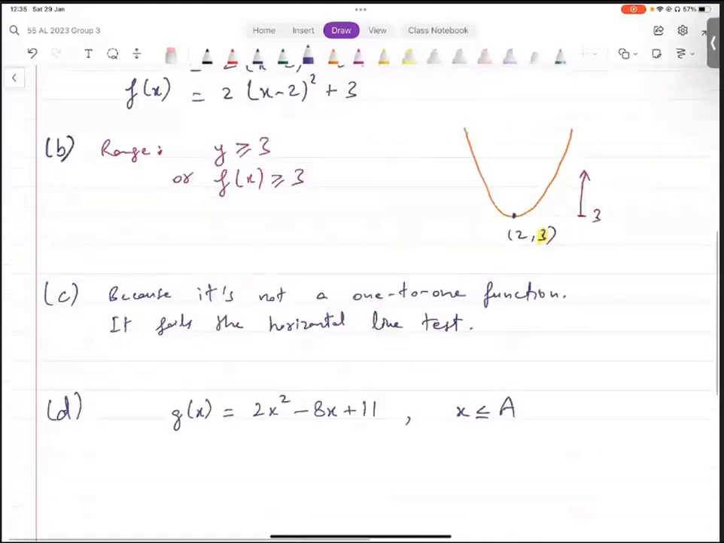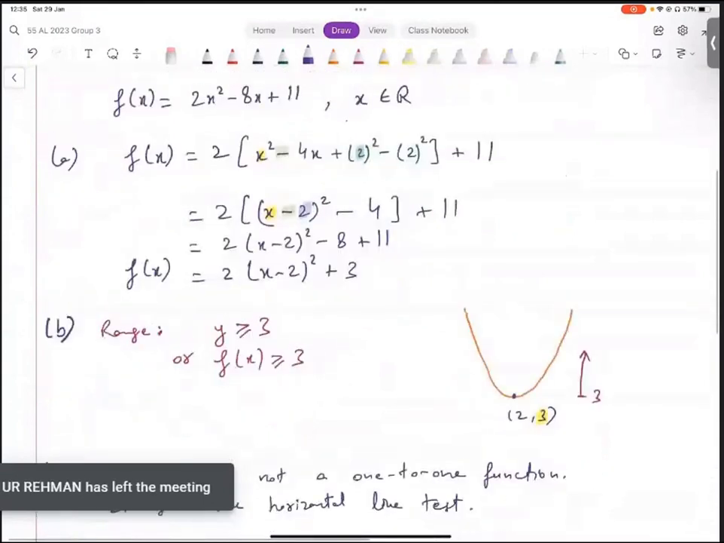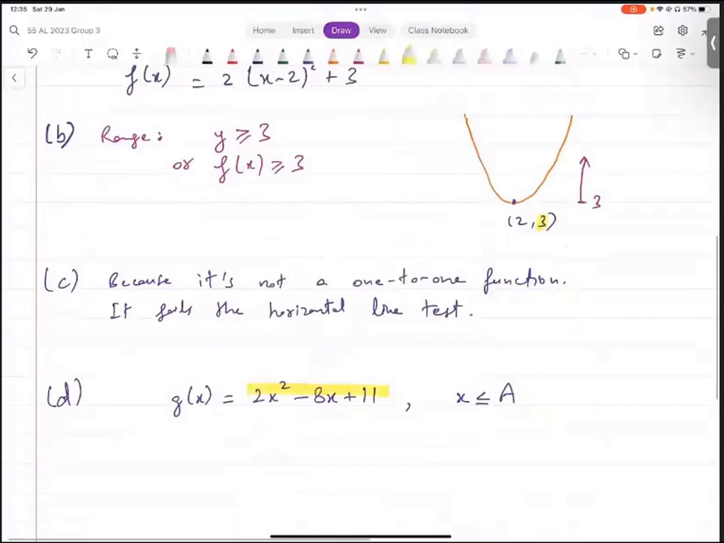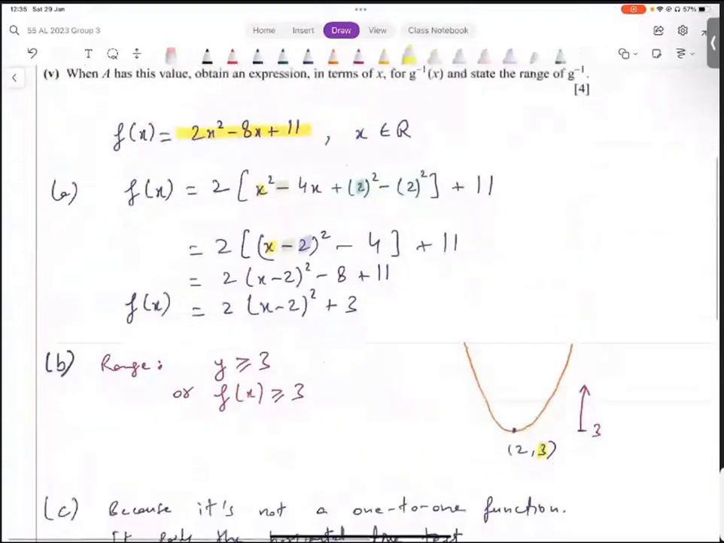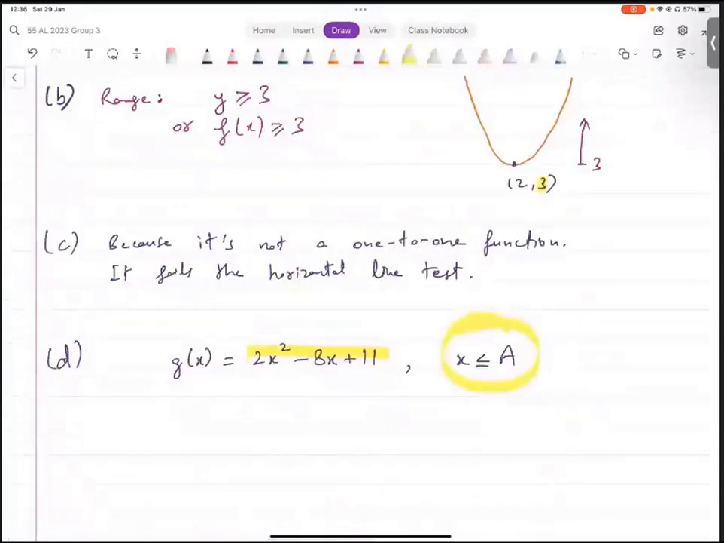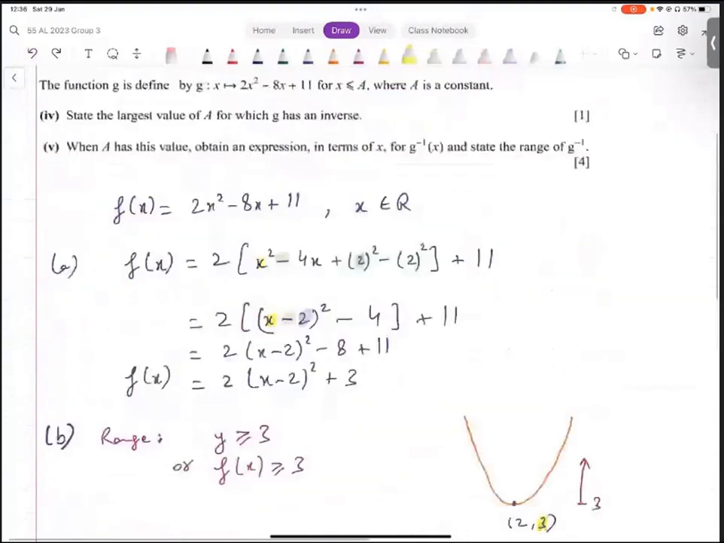Now look at this function f and look at the function g that we were given earlier. They have exactly the same expressions. They have the same expressions. What's the difference between them? The only difference is that their domain is different. Here x could be all real values. Here it says x is less than or equal to a. ठीक है, सिर्फ ये difference है इन दोनों functions के दरम्यान.